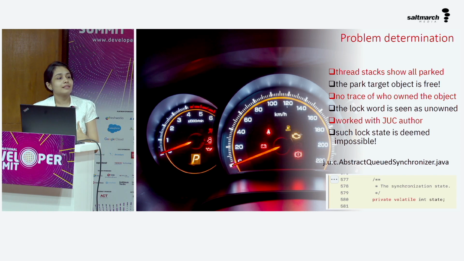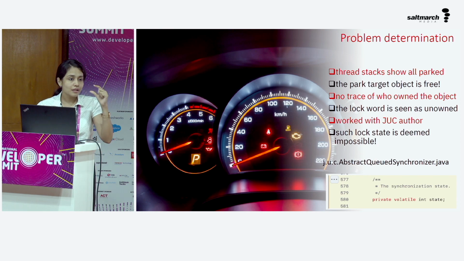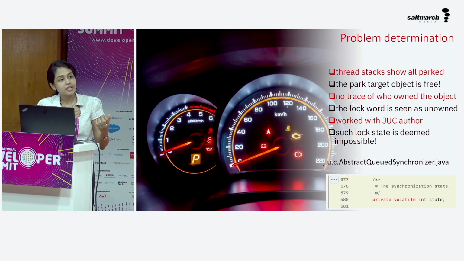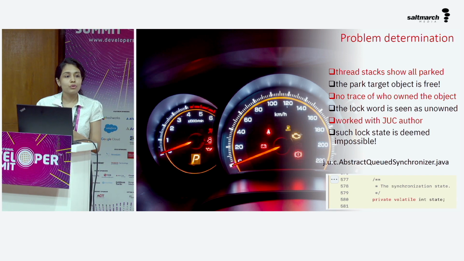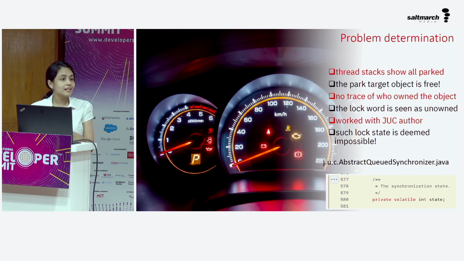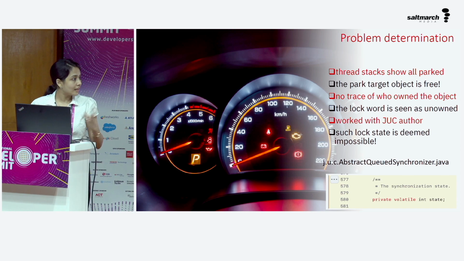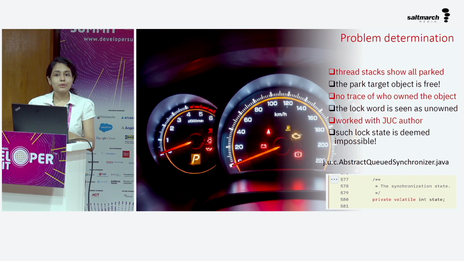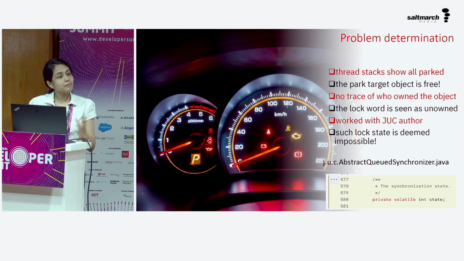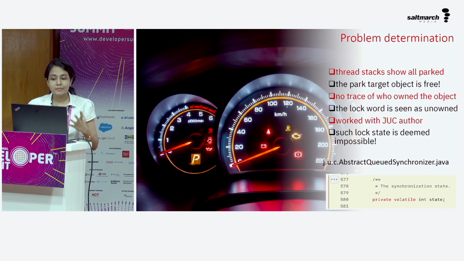In this case, when we finally reached the object, we saw that it was free. That is, it did not have an owner thread. An object has a lock word associated with it, using which the threads waiting upon it are able to access it. When there is no lock, the threads are not able to access it. We then contacted the JUC author, Doug Lea, and he said that such a state is impossible. This is simply an impossible scenario.